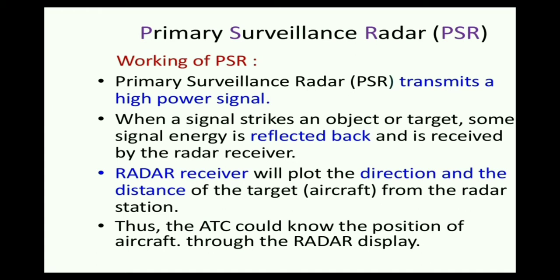The primary surveillance system transmits a high power signal. When a signal strikes an object or a target, some signal energy is reflected back and is received by the radar receiver, and the radar receiver will plot the direction and the distance of the target from the radar station. Thus the ATC, meaning air traffic control, could know the position of the aircraft on the radar display.